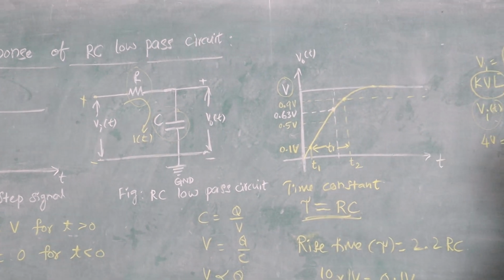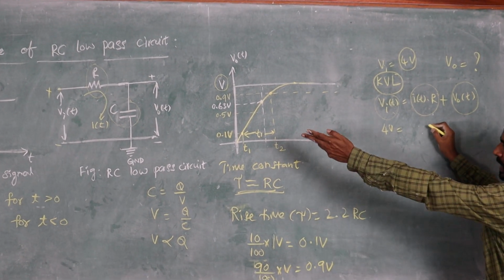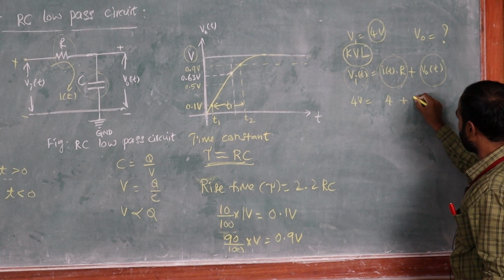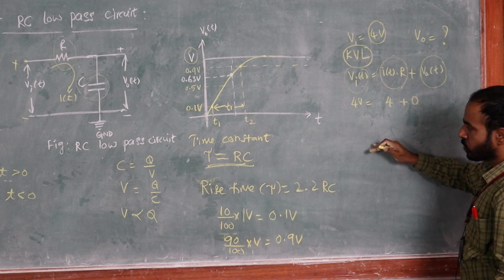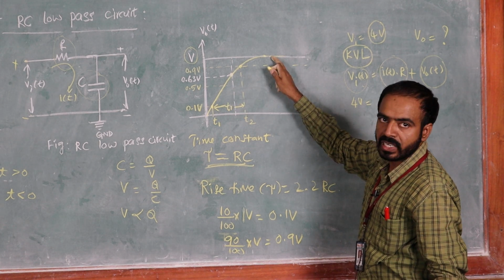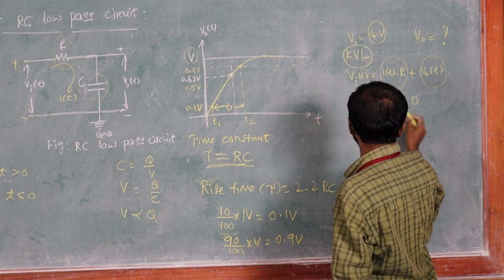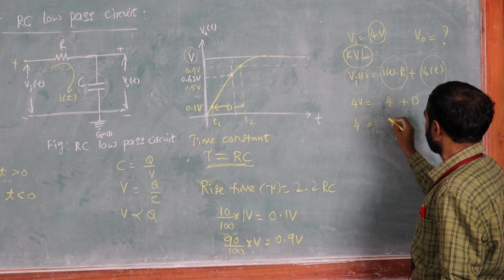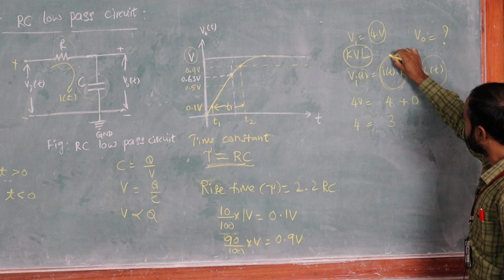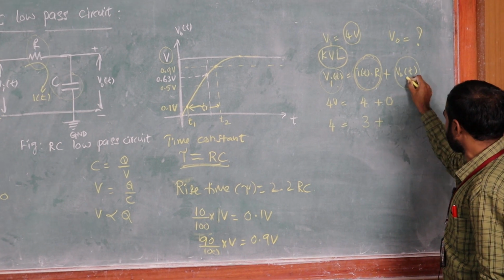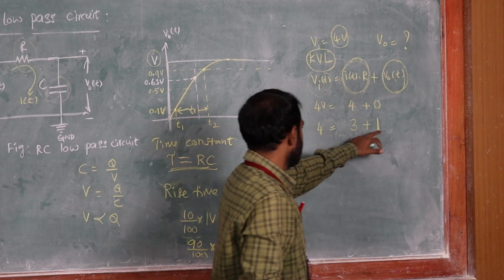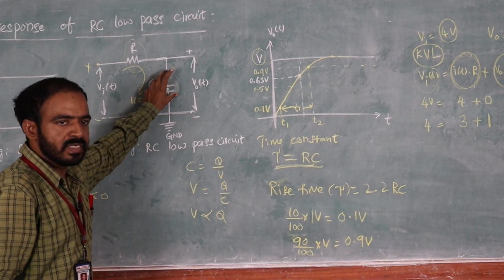signal. Initially, if you apply the KVL, the voltage across the resistor is 4 plus the voltage across the capacitor, which is 0. It takes some time to reach the final value, rising exponentially. At some instant, if you observe the values, 4 equals 3 plus 1: the voltage across the resistor is 3, so the voltage across the capacitor V0 of t is 1. So the voltage across the capacitor is rising exponentially.